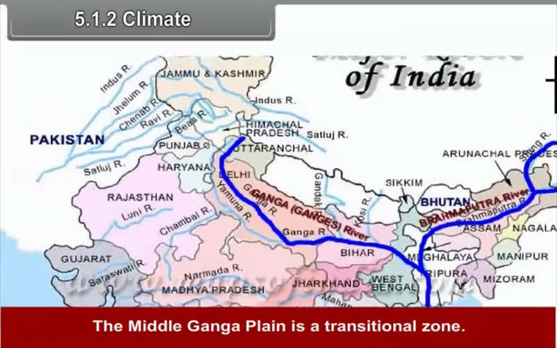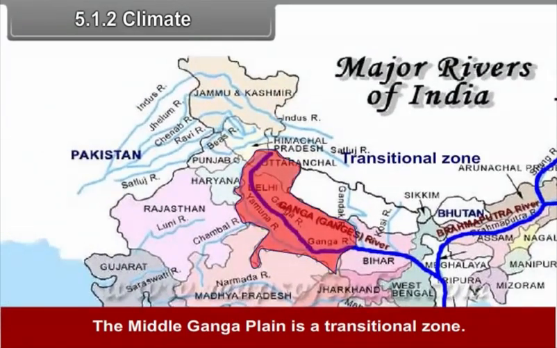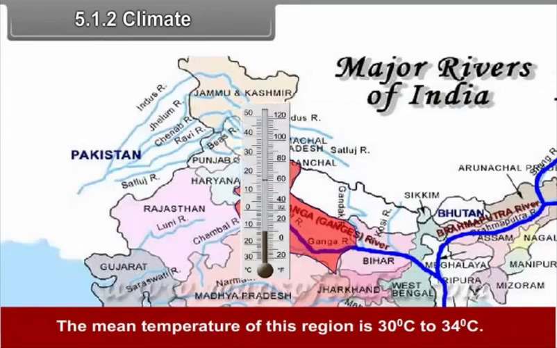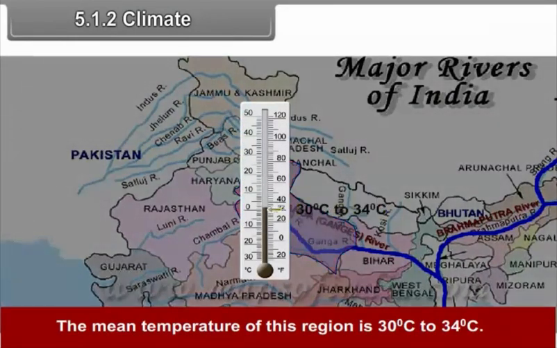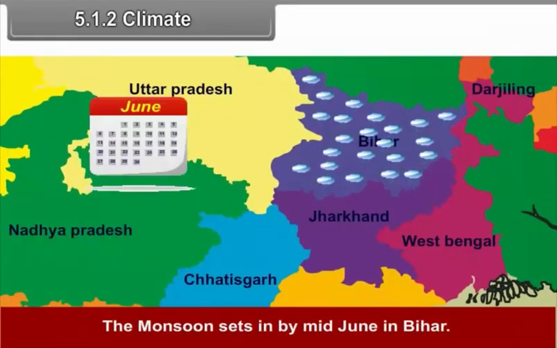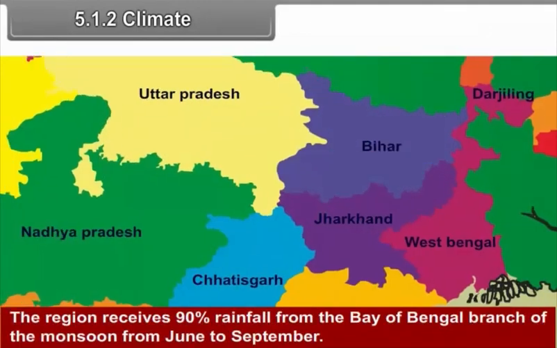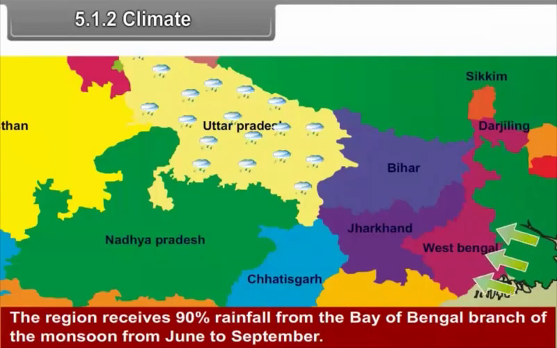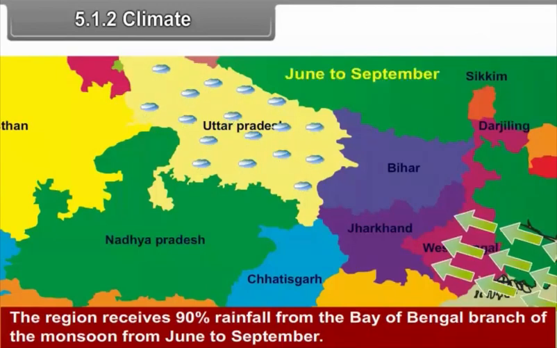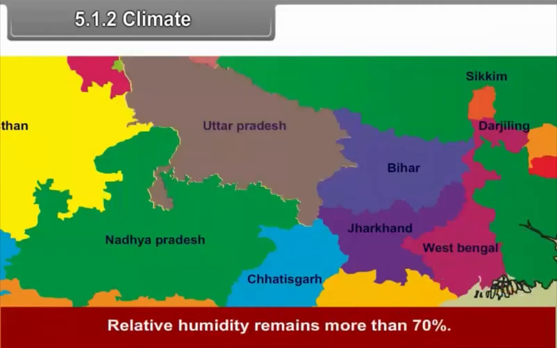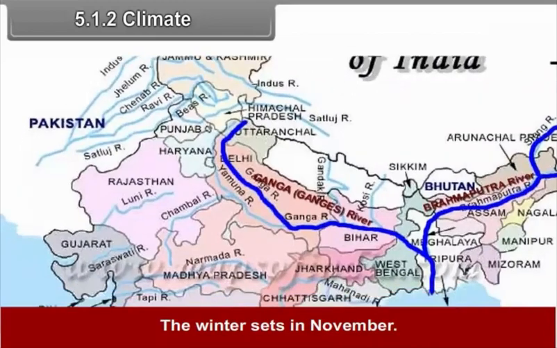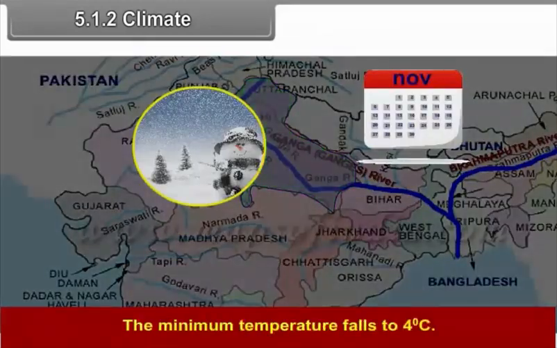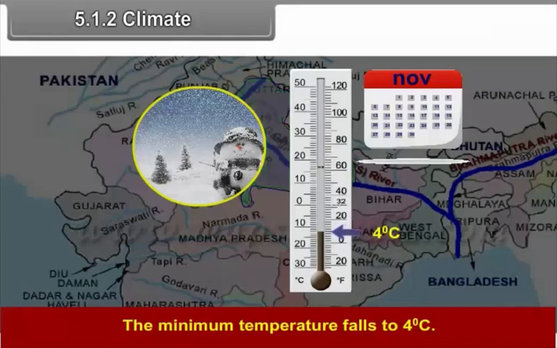The Middle Ganga Plain is a transitional zone. The mean temperature of this region is 30 degrees Celsius to 34 degrees Celsius. The monsoon sets in by mid-June in Bihar. The region receives 90% of its rainfall from the Bay of Bengal branch of the monsoon from June to September. Relative humidity remains more than 70%. Winter sets in November. The minimum temperature falls to 4 degrees Celsius.